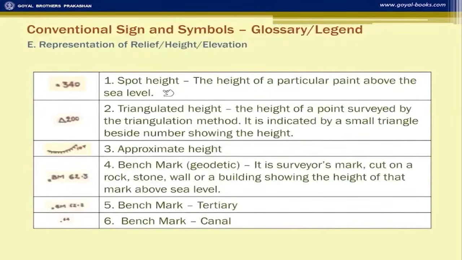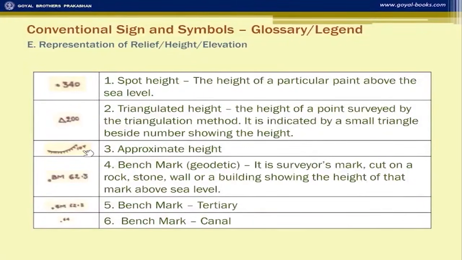Now, some relief features you can see are shown with particular symbols. A dot with 340 means this is the spot height, which means that this particular point on the survey sheet is 340 meters above sea level. There is triangulated height. It means that the survey was done by the triangulation method, and this is the surveyor's mark where the triangle is shown to show the method, and it is 200 meters above sea level.